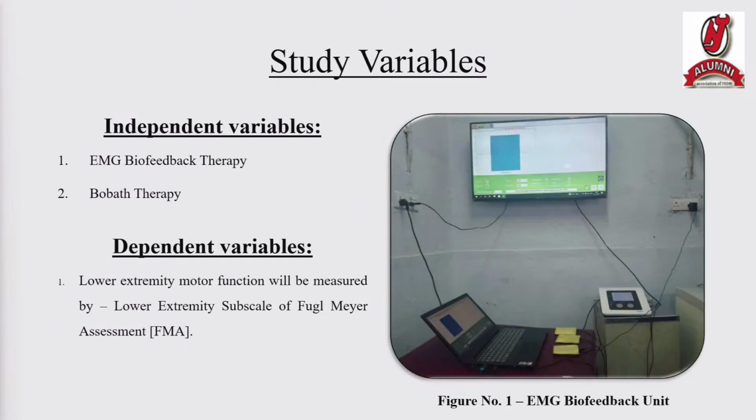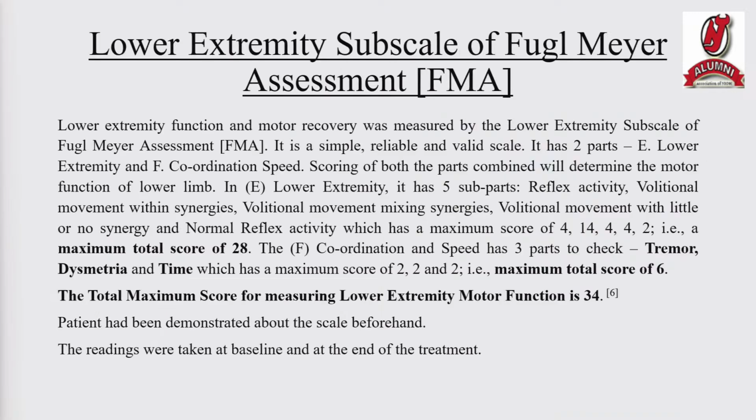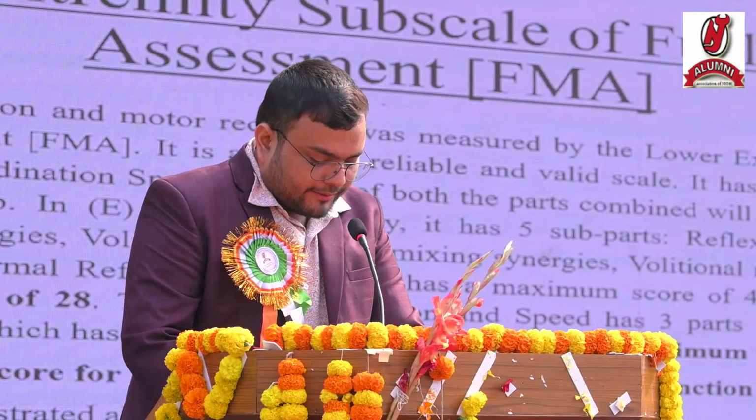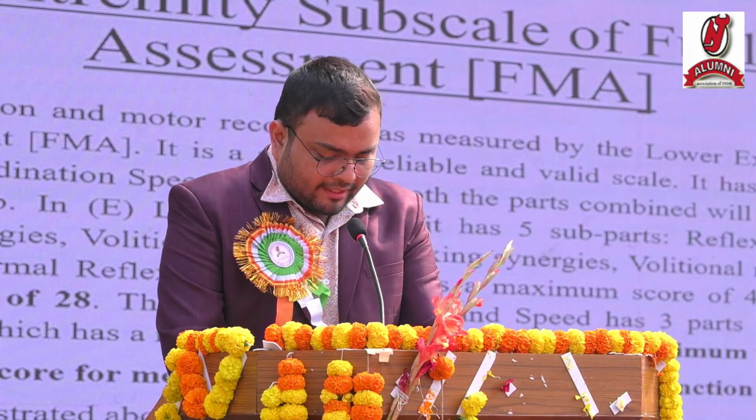So the study variables. For independent variables, it was EMG biofeedback therapy and Bobath therapy. And for dependent variables, I took lower extremity motor function by lower extremity subscale of Fugl-Meyer assessment. For Fugl-Meyer assessment, it basically checks the motor function in supine, then in sitting, and then in standing. So it has a total score of 34 for lower extremity subscale.